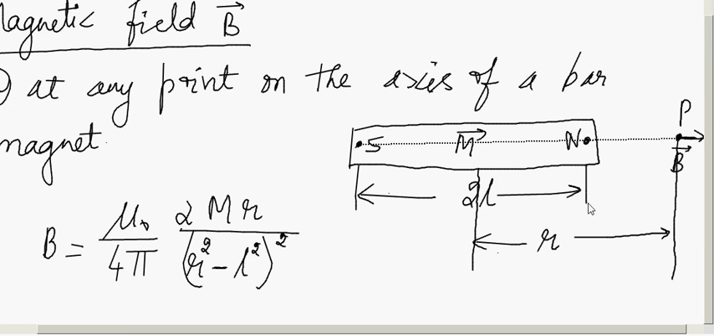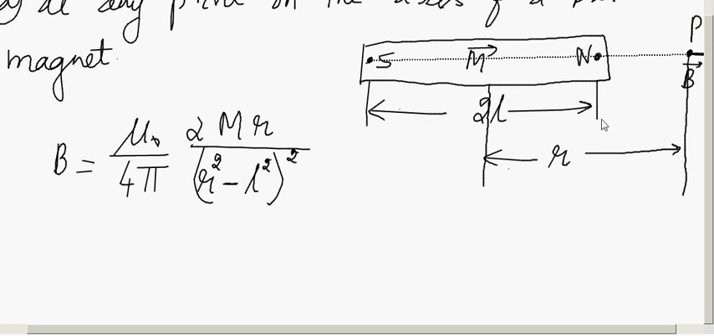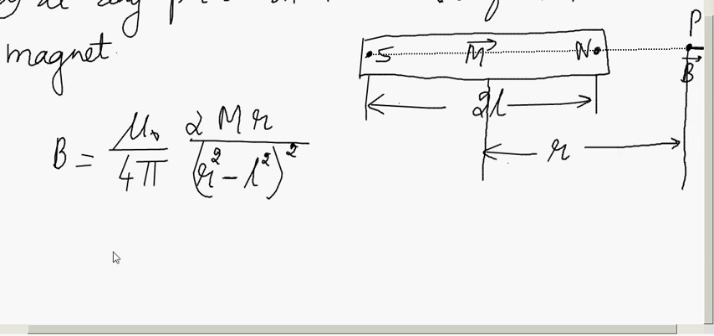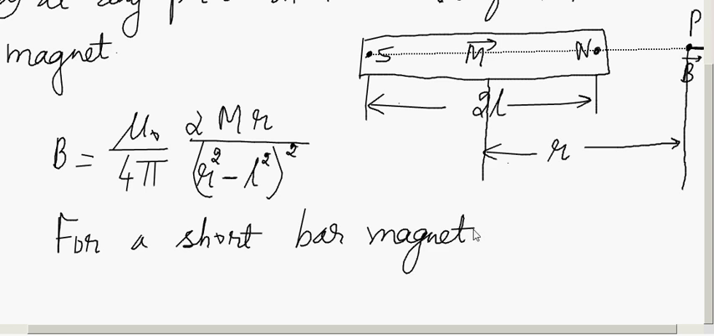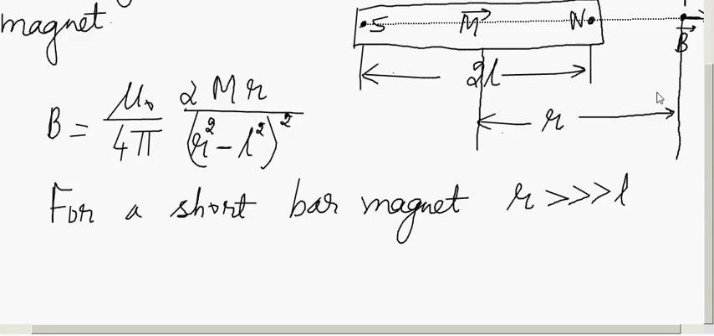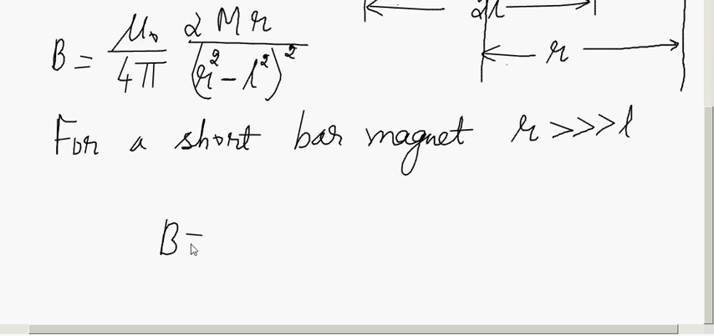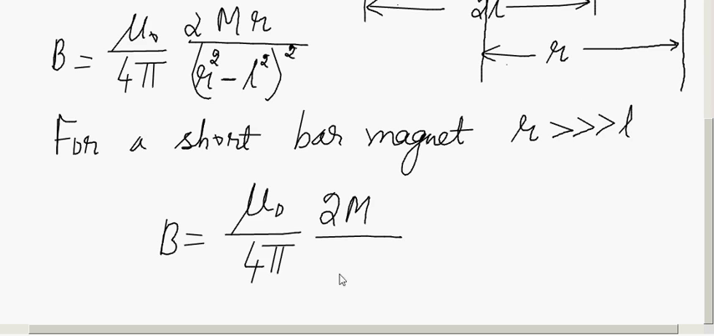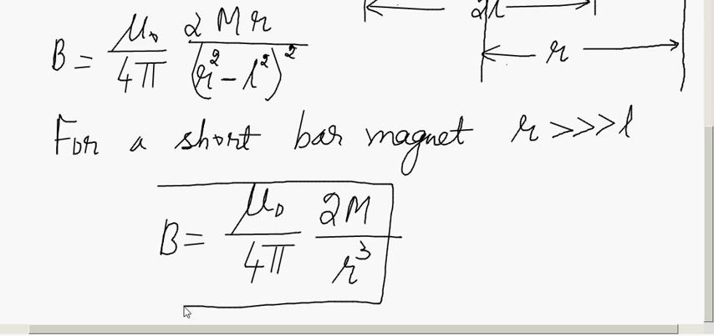Now for a special case, for a short bar magnet, r will be very, very greater than L, and in that case we can write B as mu naught by 4 pi into 2m divided by r cube, because in the above figure L is negligible. r to the power 4, one r will get cancelled with one r in the numerator, so B will become mu naught by 4 pi into 2m by r cube.